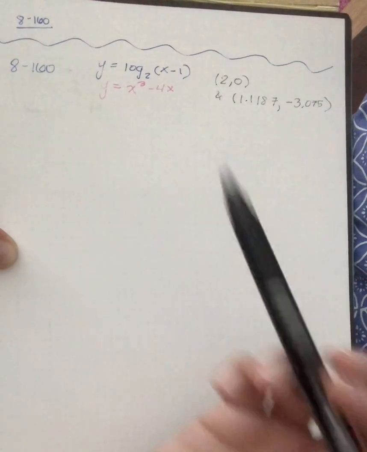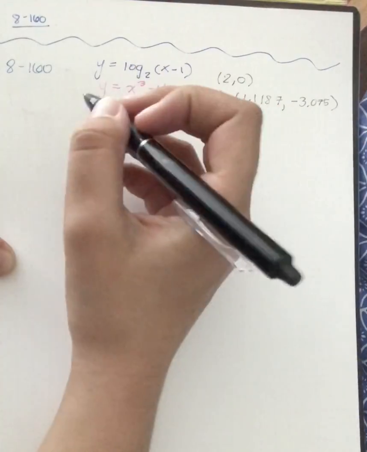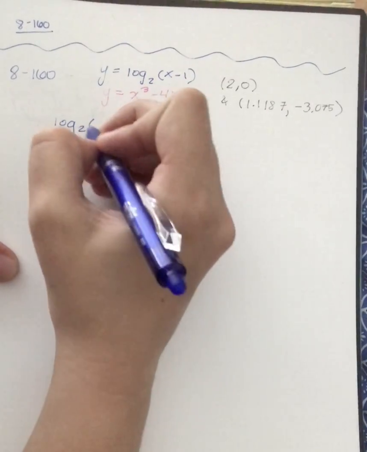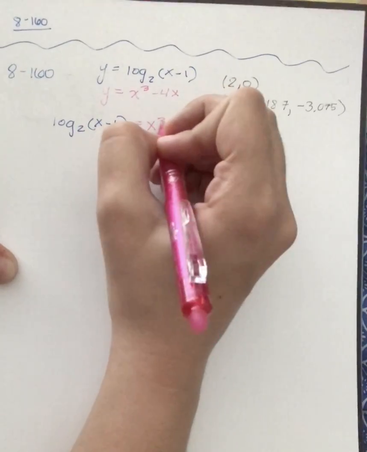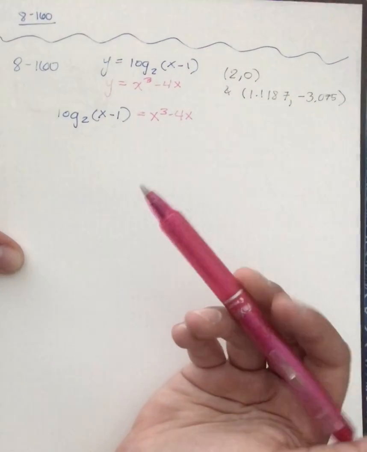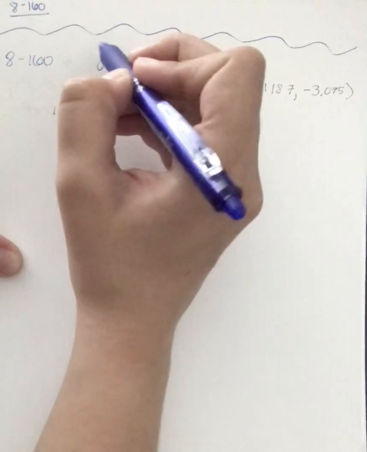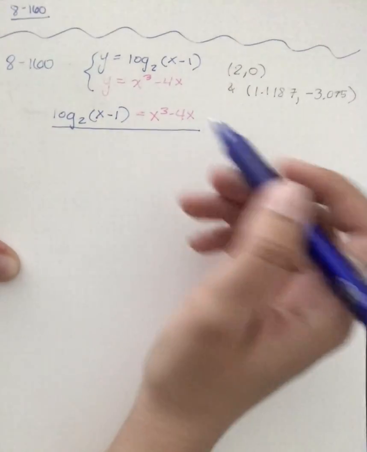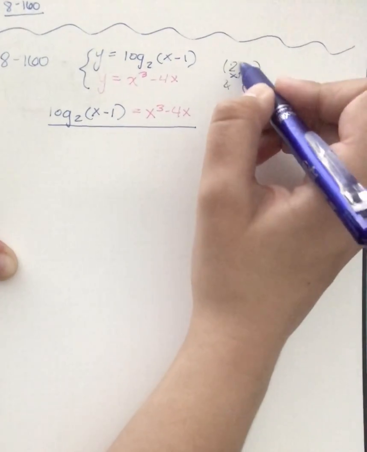And so then from there, we want to figure out where it is true that log base 2 of x minus 1 is equal to this other expression, x to the third minus 4x. So we know that that's going to be true at the same places. That's the same way that we would have solved this system. The only difference is that in this equation, rather than caring about both x and y for the solutions, we only care about the x values.